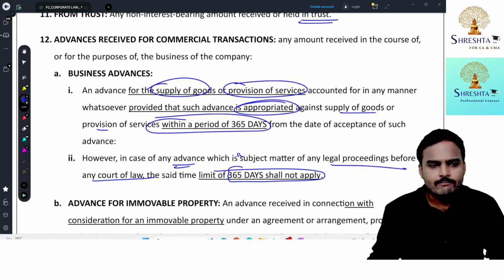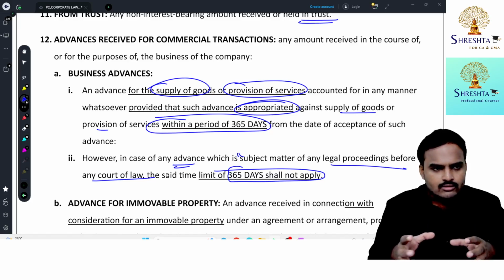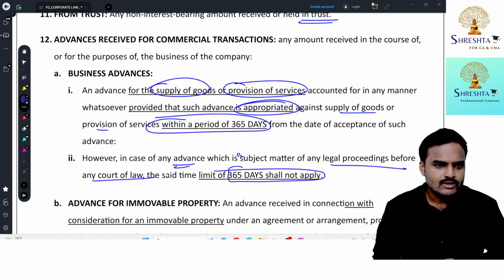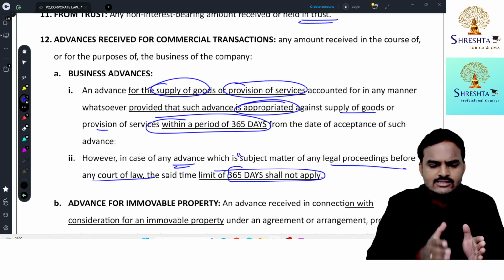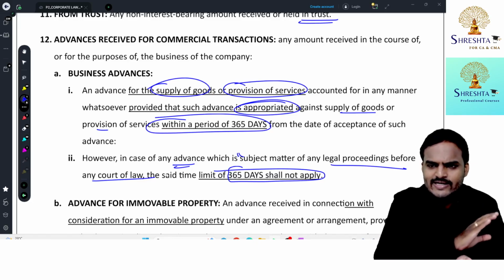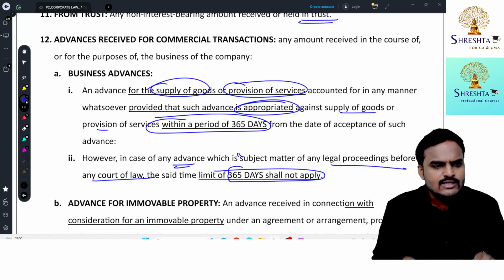Now the company has stopped manufacturing, it has stopped everything, it has stopped its business operations. Now 365 days are completed, sir. So can I treat that advance as a deposit? No. Until legal proceedings are going on, it is not treated as a deposit. So the time limit of 365 days is not applicable in this case.